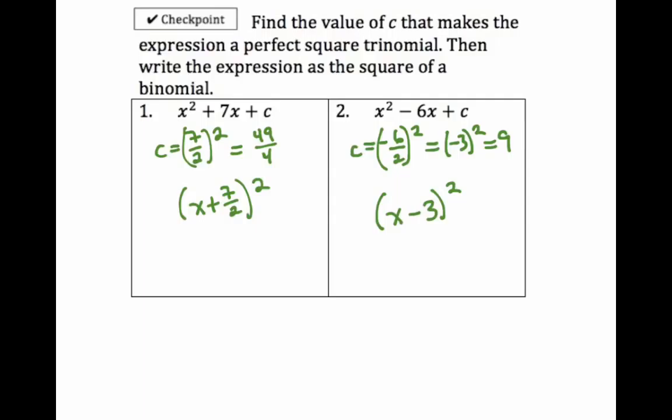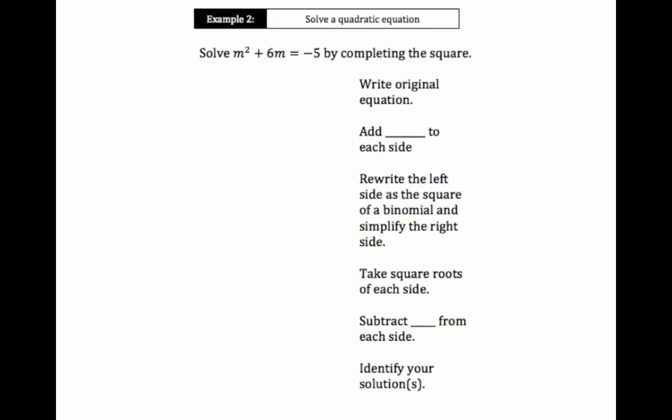Okay, so why do we want to do that? Because now we can solve equations like this. So we have m squared plus 6m equals negative 5. We're going to solve it by completing the square. Why? Because that's what we're told to do. And it's actually going to be not that difficult. So I'm going to rewrite the original equation: m squared plus 6m equals negative 5. And now I'm going to add something to each side.